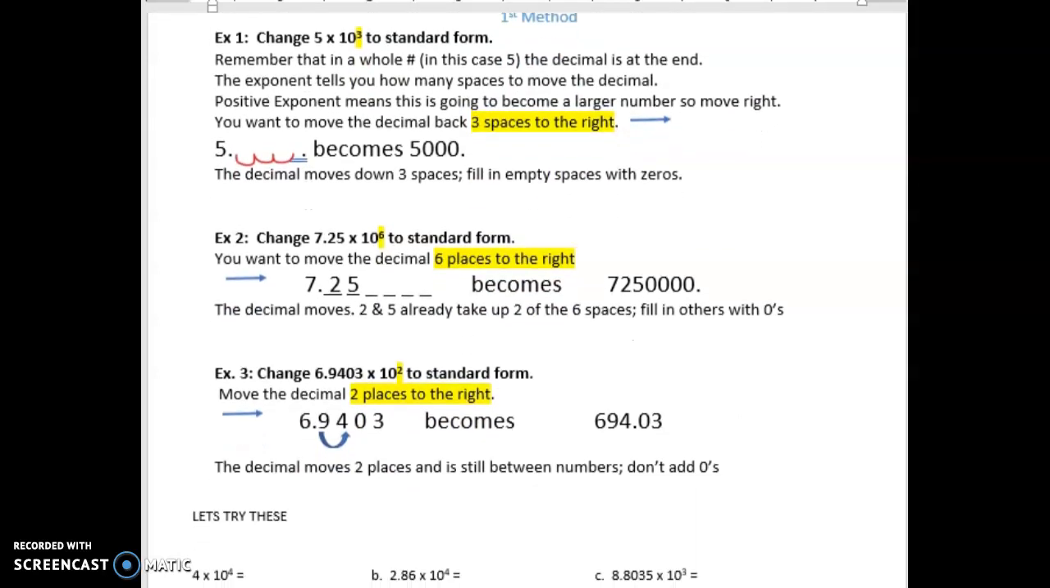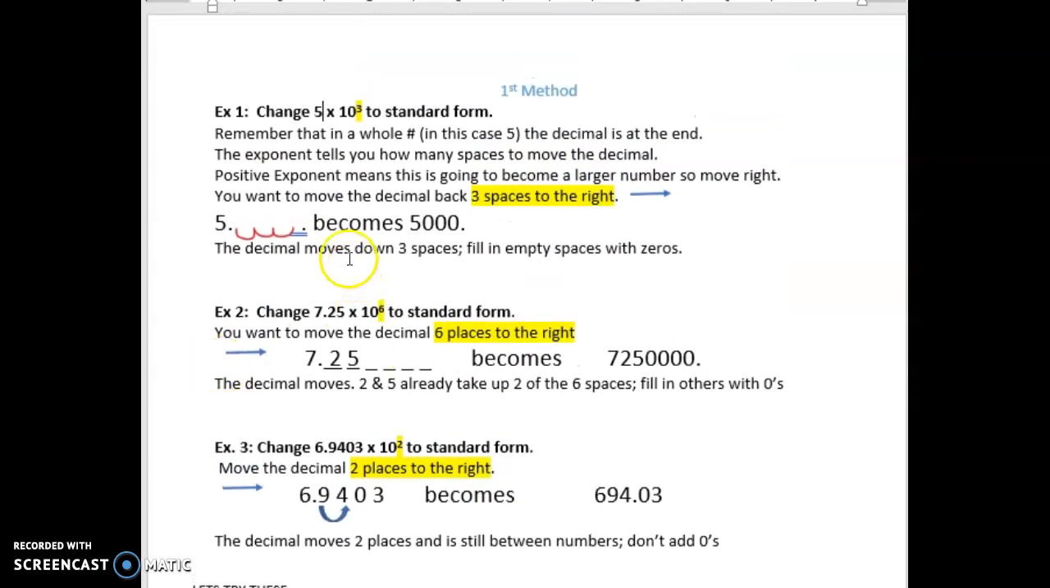And I would just continue doing that. Even if I had digits behind my decimal, like example 2, 7.25 times 10 to the power of 6. The exponent tells me I need to move the decimal 6 times to the right. And even though I have digits behind my decimal, that 2 and the 5 are going to be my first 2 movements. So I have 2 and 5 is 1, 2 moves, and then I have to move 4 more. 1, 2, 3, 4.